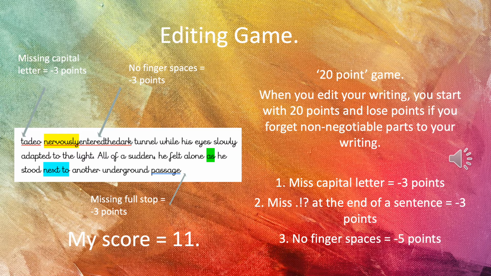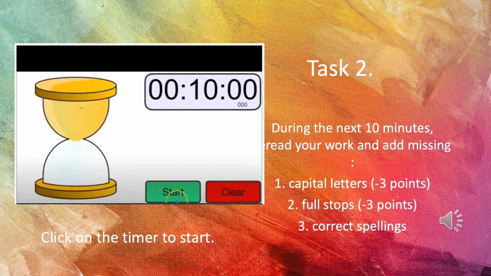After that, I forgot to use finger spacing, so therefore I've lost another 3 points, so I'm down to 14 points already. And then at the end of the sentence, I was missing a full stop, and that was another 3 points, so actually my score was 11 out of 20. Can you do better than that? Good luck. Task 2. During the next 10 minutes, reread your work and add missing capital letters, full stops, and correct spellings to words that you're not sure whether they're correct or not.